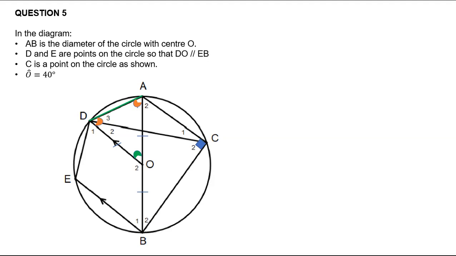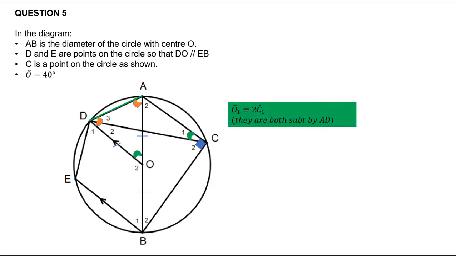Since O1 is subtended by DA, I looked for another angle at the circumference that is subtended by the same chord, which is DA. And the only angle that is subtended by that chord beside O1 is C1. Now, C1 is at the circumference, O1 is at the center, and both of them are subtended by the same chord, DA. That means the angle at the center is twice the angle at the circumference. That tells you that O1 will be equal to twice C1. Okay. Now, I'm done with point number one. That's one thing I missed with point number one.